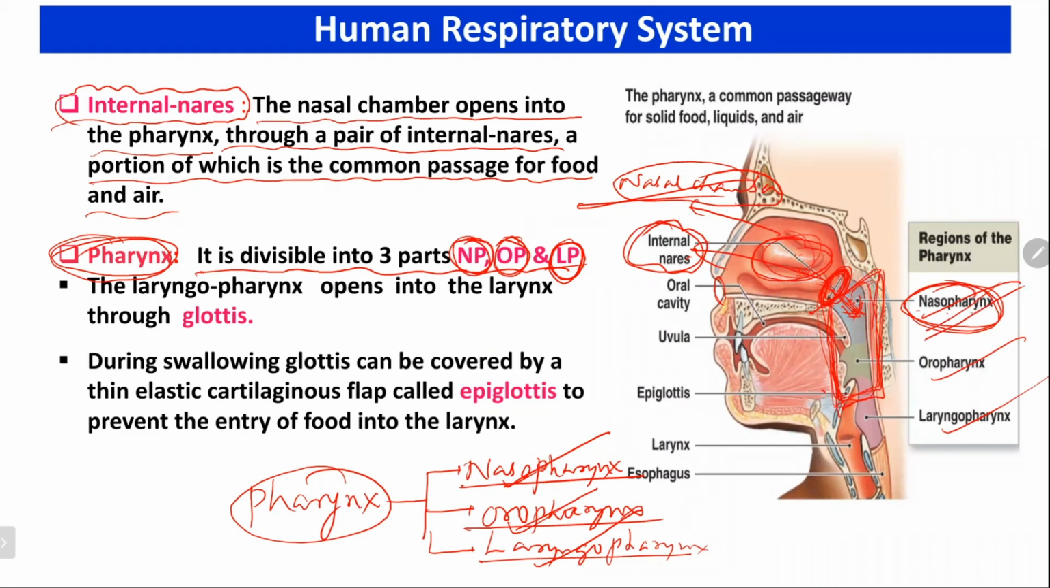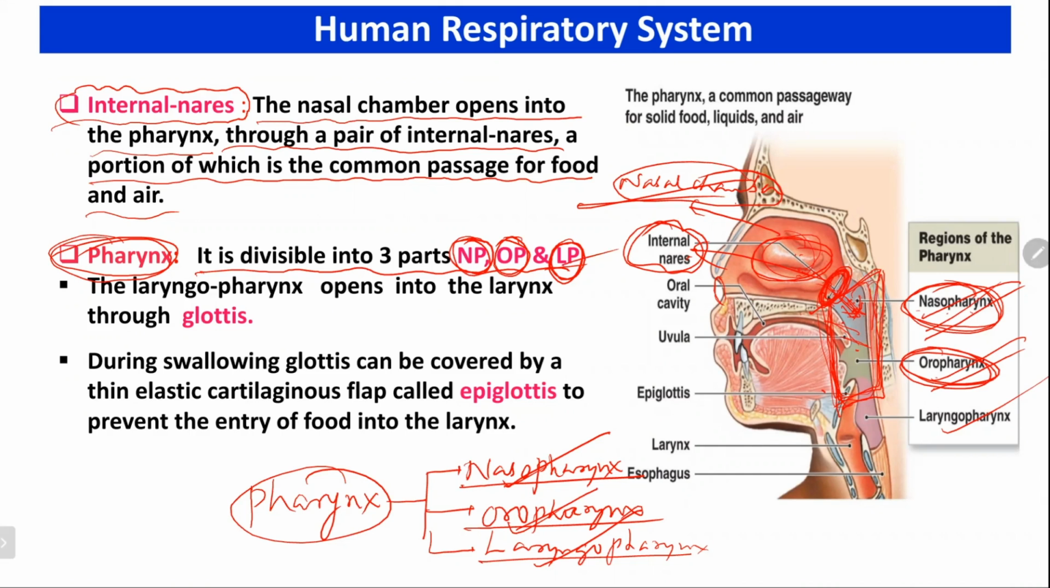Next, the buccal cavity leads into the pharynx, and the part of the pharynx into which the buccal cavity opens is known as the oropharynx. The name itself indicates it: naso means associated with the nose, and oro means associated with the mouth. You need to understand, it is very simple.